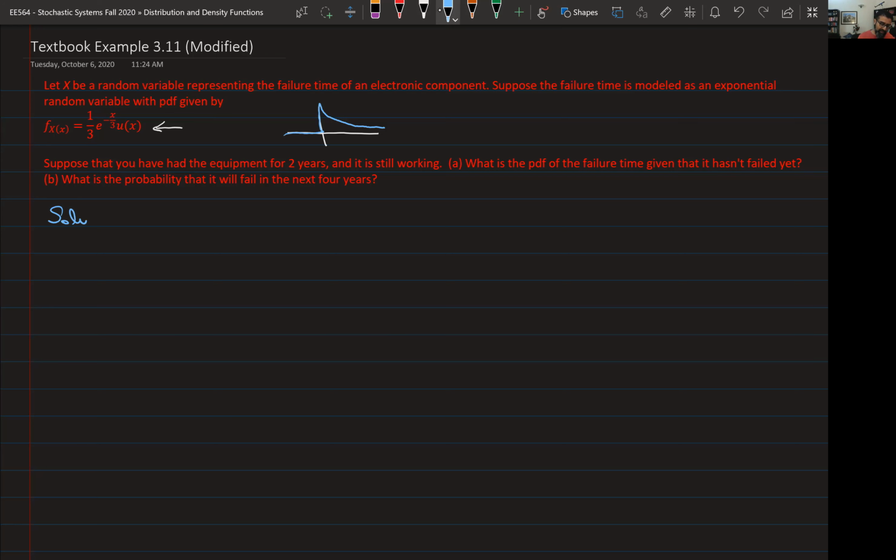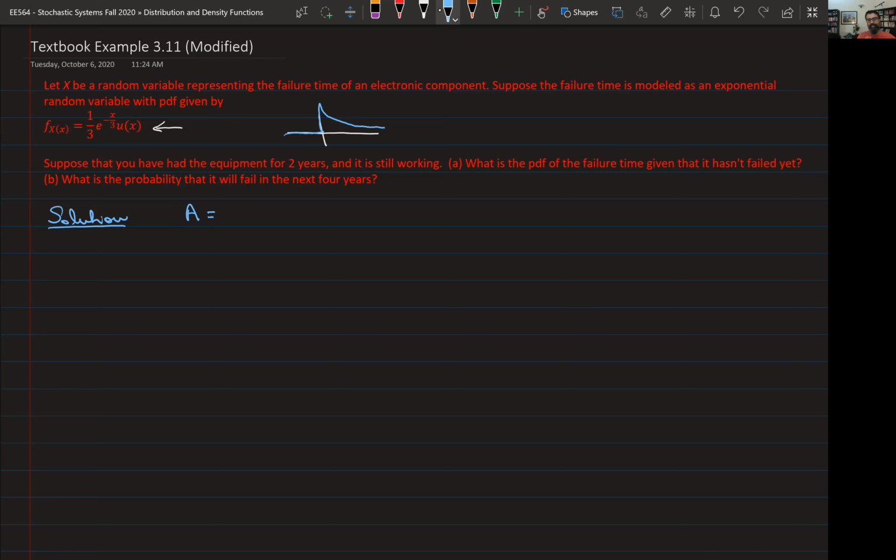What form is that conditioning? In other words, what is that event A? Anyone? What you're given is that it's still working. What does "still working" mean? So the time has exceeded 2 years. Time has exceeded 2 years, but what can I say about the random variable? If somebody says it's still operational after 2 years, what is the information that person is giving me about capital X?